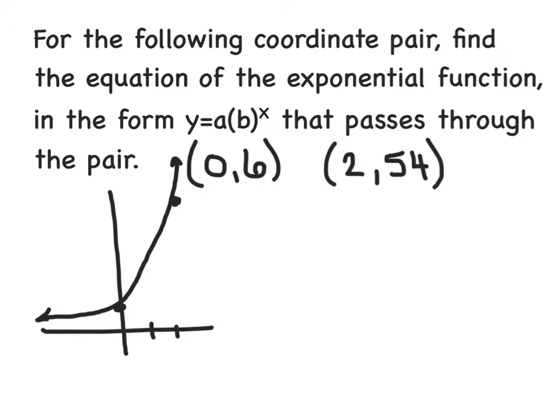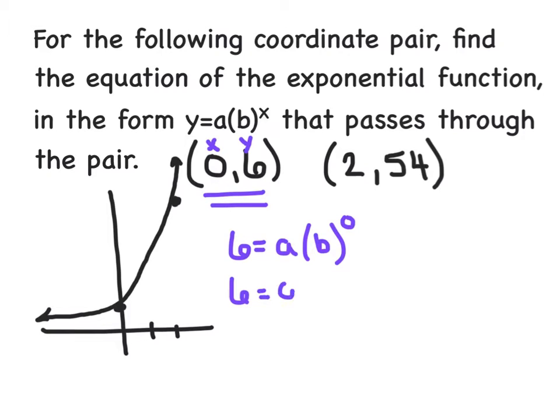The first thing we're going to do is grab that first point, and substitute the 0 for x, and the 6 for y. So it looks like 6 equals a times the quantity b being raised to the 0 power. Now this is a very unique case. Anything raised to the 0 power is simply 1. So even though we don't know who b is, the fact that any number raised to the 0 power equals 1 means that 6 equals a times 1, or in other words, a equals 6.